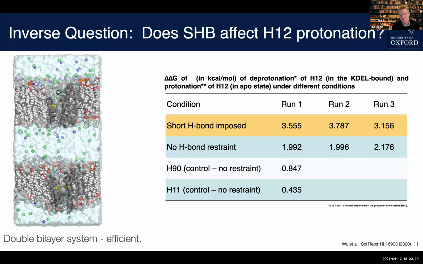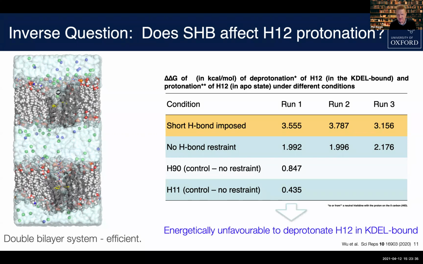That's one thing, but it also gets around problems of charge annihilation in free energy calculations, because we actually maintain the same amount of charge overall at all times. Anyway, the key result of this is that basically these results here, where we have a short hydrogen bond imposed, it basically says that it's energetically unfavorable to deprotonate H12 in the KDEL bound state. Okay, it requires this amount of energy. So we'll repeat this 3 times, you get fairly consistent results.